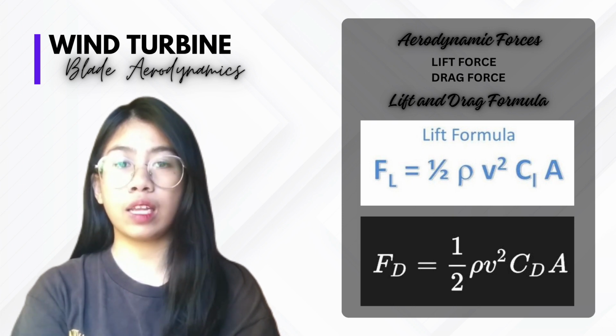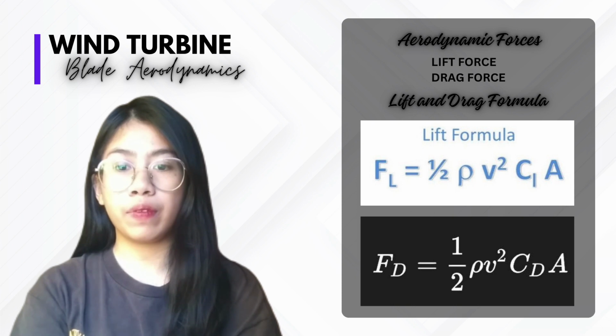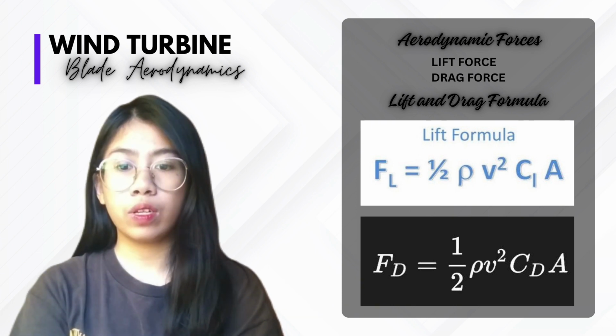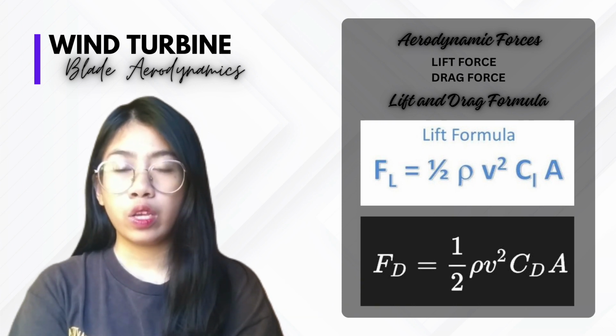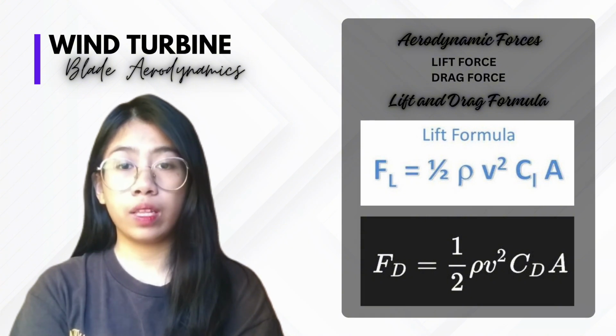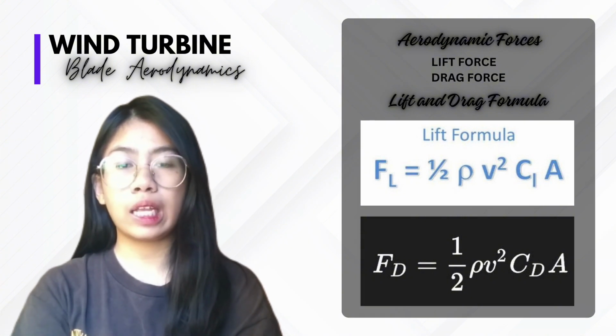So, this is the formula for lift. L stands for lift. C sub L is equal to the coefficient of lift. The letter rho is equal to the wind density, V is equal to velocity, and A sub B is equal to the area of the blade.